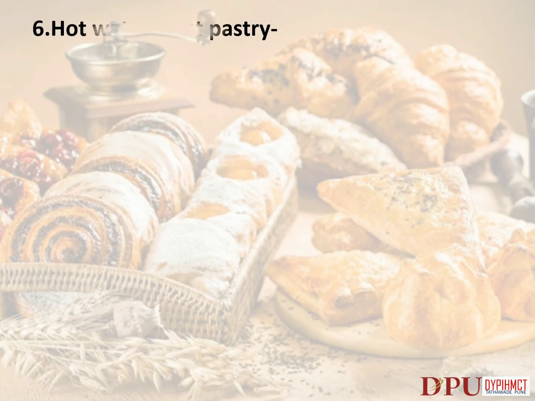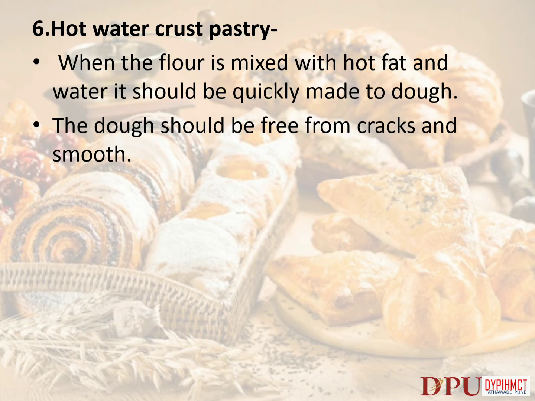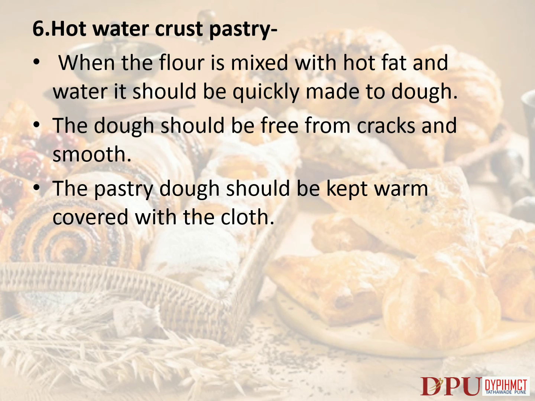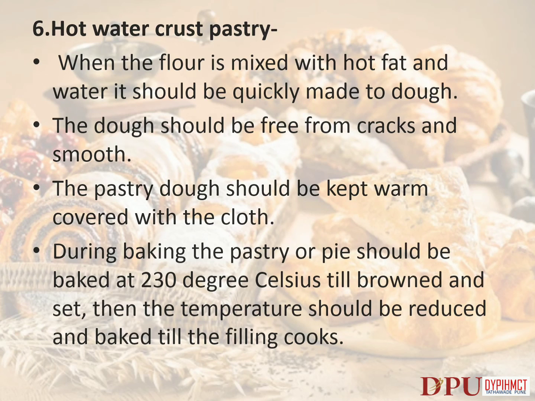6. Hot water crust pastry. When the flour is mixed with hot fat and water, it should be quickly made into dough. The dough should be free from cracks and smooth. The pastry dough should be kept warm, covered with a cloth. During baking, the pastry or pie should be baked at 230 degrees Celsius till brown and set. Then the temperature should be reduced and wait till the filling cooks.